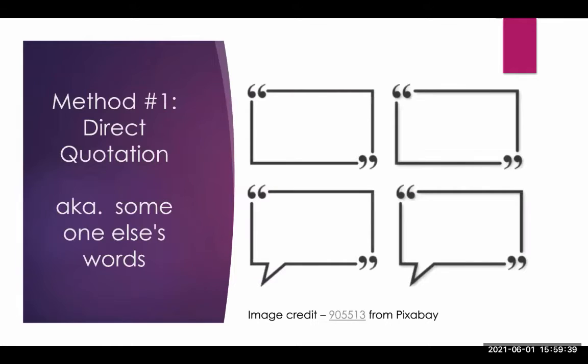The first way, which you're probably familiar with already, is direct quotation. So this is using someone else's words with quotes around it in your writing. It's pretty common in academic writing. I'm sure you've seen it. I'm sure you've done it. But there are some important formatting pieces that need to go into this in order to do it properly.